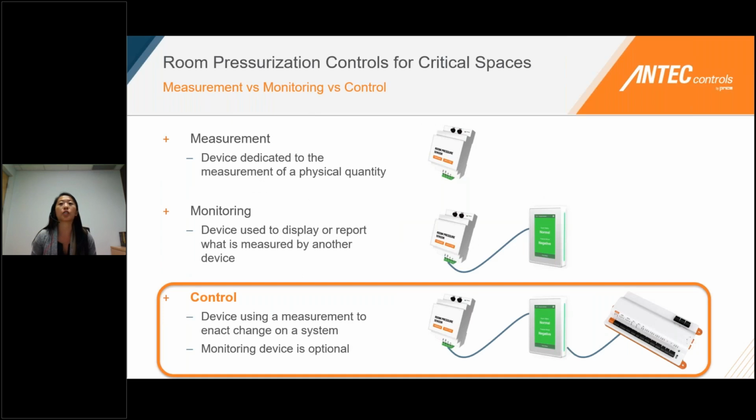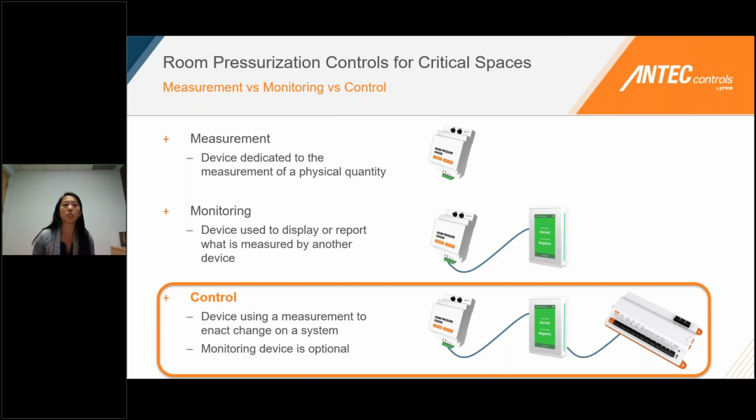So the last thing is the control. So the control is now where we're actually using this measurement and not only displaying it or reporting it, but we're doing something with it. So this is where we're using our direct pressure control for room pressurization, where we're using that room pressure sensor, relaying that back to the controller, and then that controller is going to be adjusting the airflow valves accordingly.